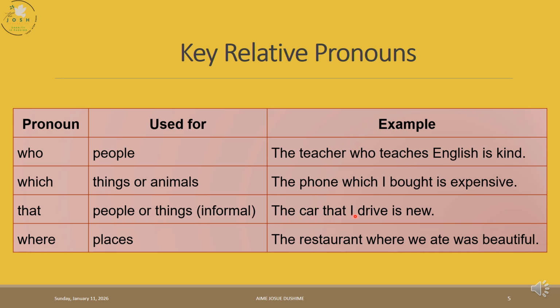The car that I drive is new. We can use that when we talk about people or things. It is the most common, more than which or who. The restaurant where we ate was beautiful. This where is replacing the place, to join the place, which is talking about the restaurant.